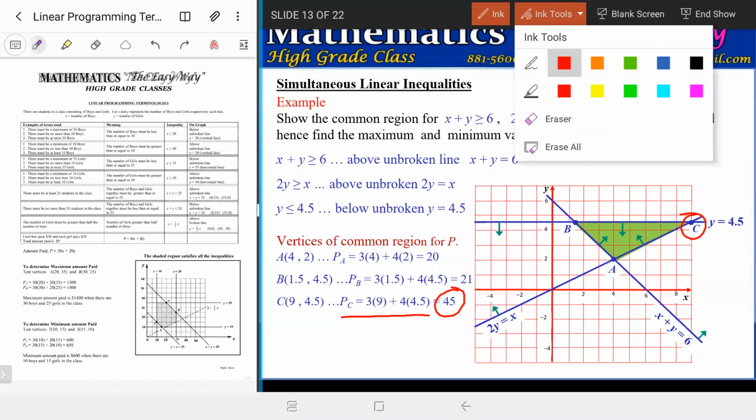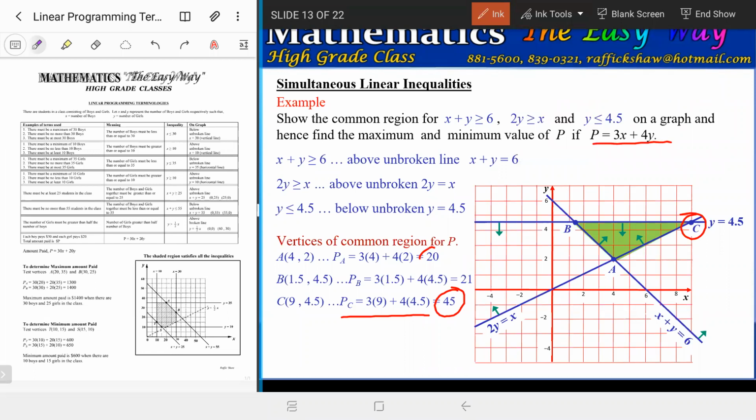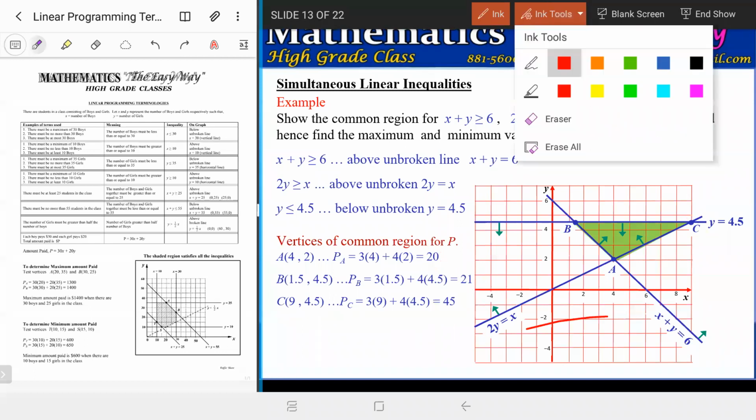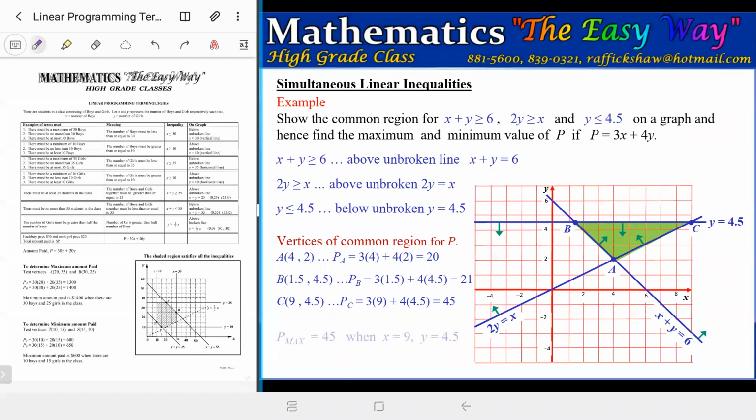And then all you're doing really is comparing these 3 values to get the maximum and the minimum. So clearly the maximum is 45, and you get the 45 maximum at the point C, and the minimum is 20, and you get the minimum at A. Now, let me write the solution first. What we're basically saying is that the maximum is 45 and the minimum is 20.